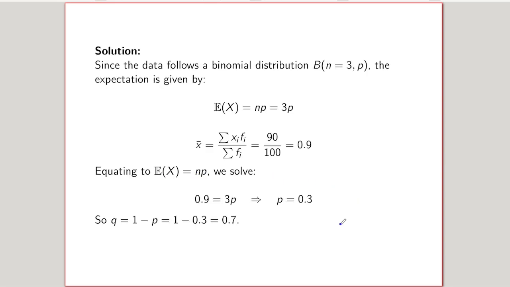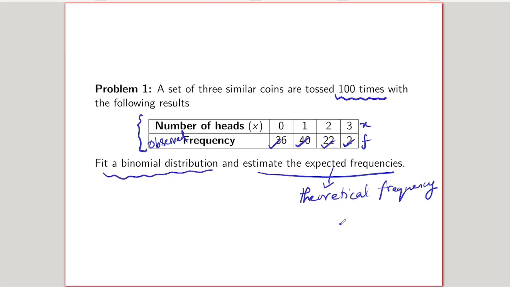Let us see the first step. The first step is calculating x bar, that is summation fx divided by summation f. For summation fx, if we multiply both terms, it will be 0 into 36, which is 0, 1 into 40, which is 40, 2 into 22, which is 44, and 3 into 2, which is 6.